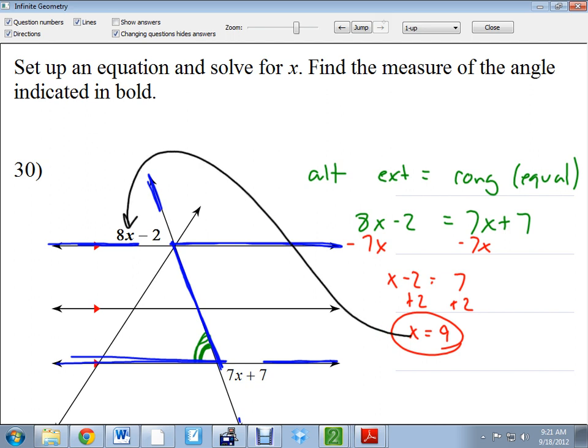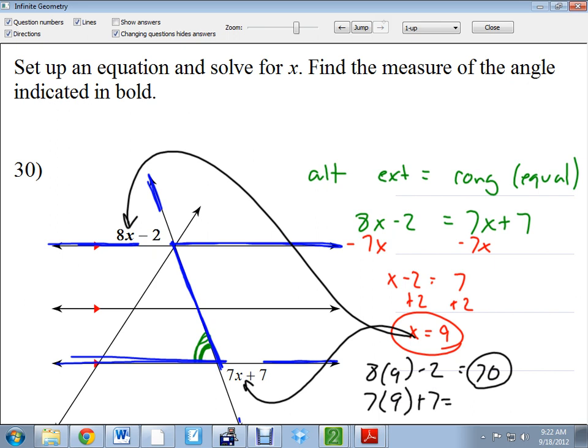So if I'm looking for this angle, which is the bold one, I can just plug in the 9. 8 times 9 minus 2. 8 times 9 is 72, minus 2 is 70, and so that is a 70-degree angle. If you don't believe that that does mean that they are equal, you can always plug the 9 into this, and 7 times 9 plus 7 is equal to 70 as well. So that just indicates that we did it right because we said they were supposed to be equal and that they are in fact equal.